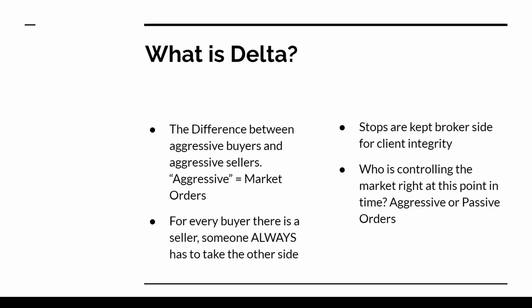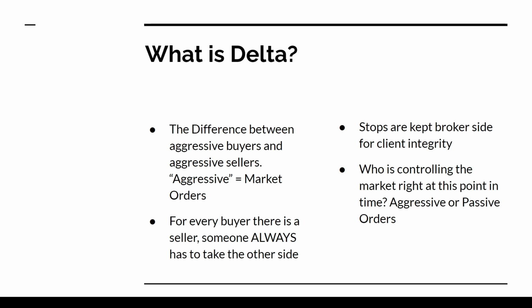Okay, so the general definition of delta is the difference between aggressive buyers and aggressive sellers. Now in order flow context, what is an aggressive buyer and what is a passive buyer or passive seller? Very simply, an aggressive order type is a market order, meaning that you want to get involved right now with either a buy or sell order and you're not passively waiting to get filled on the bid and offer.